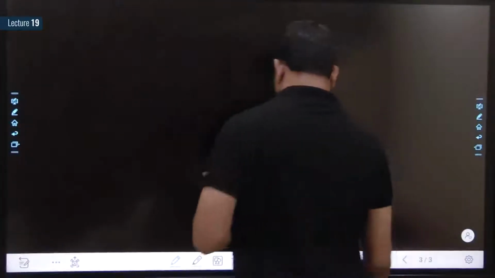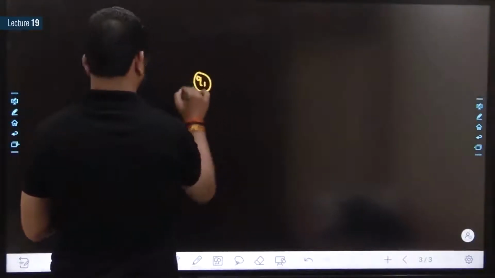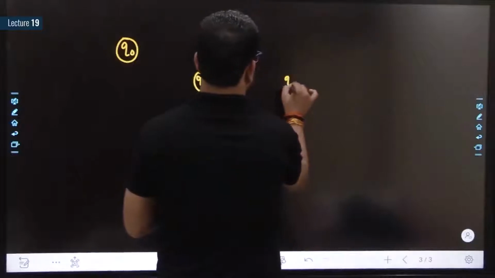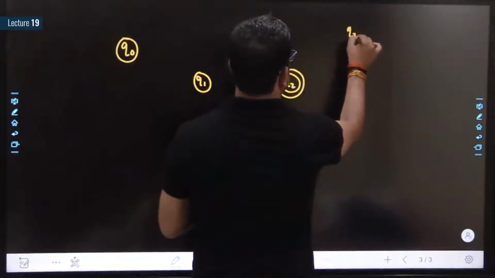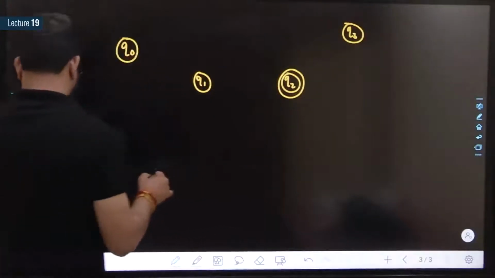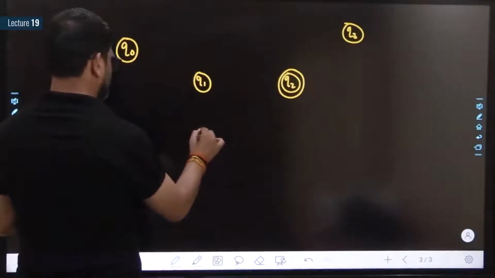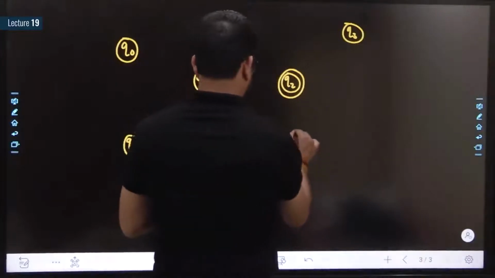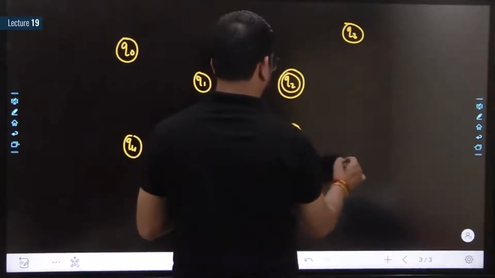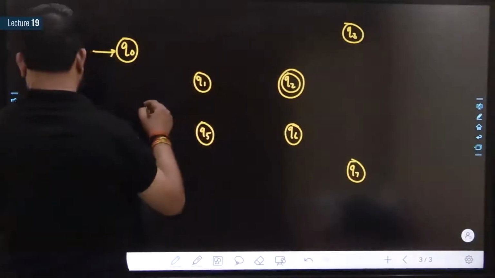Do the next question. Q0, Q1, Q2, Q3, Q4, Q5, Q6, Q7. This is the initial state and Q2 is the final state.